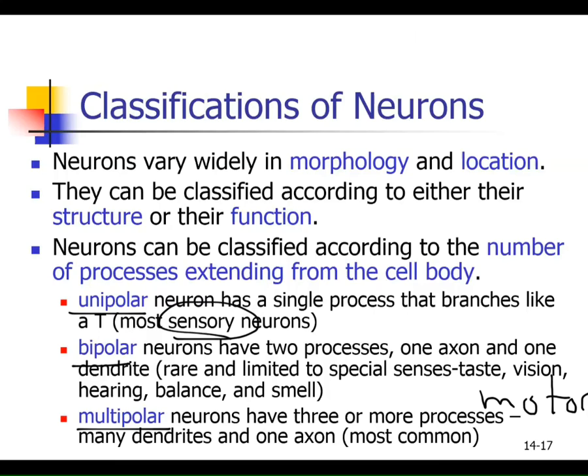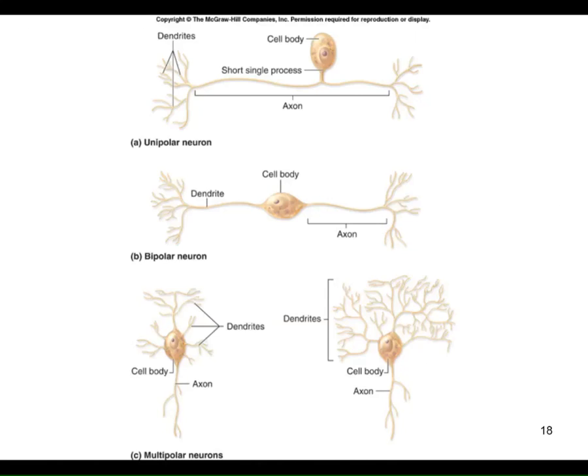Then there are bipolar neurons. We won't be seeing any this semester. I'll show you a picture of them briefly, but bipolar neurons are pretty special. They're found only in your taste buds and in your vision and some of the special senses. So we won't be dealing with them that much at all this semester. Let's take a look at pictures. I think the pictures are really easy for us.